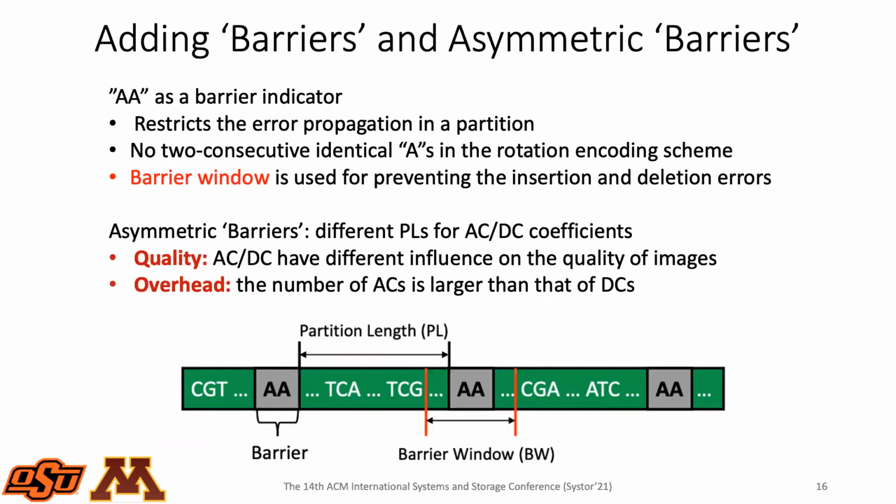Moreover, we also use so-called asymmetric barriers, which means we apply different partition lengths for AC and DC coefficients. From the image quality point of view, AC and DC have different influence, and we want to insert more barriers into DC to reduce the error effect. And from the overhead point of view, the number of ACs is larger than that of DCs, so we want to reduce the overhead of adding barriers into ACs. By doing that, we can achieve similar encoding densities as traditional DNA storage.